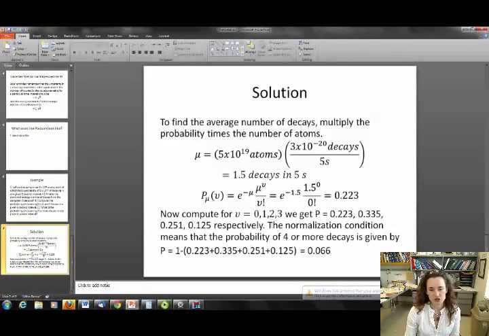And then it asks you about the normalization condition. Using the normalization condition, we can figure out what the probability of 4 or more decays is. Because of the normalization condition, we know that the total probability has to be 1. So for 4 or more decays, all we would do is add up the probabilities for 0 to 3 decays and then do 1 minus that number, and that would give us the probability for 4 or more decays, and that's 0.066. So there's a 6.6% chance that you'll see 4 or more decays in a given 5-second interval.